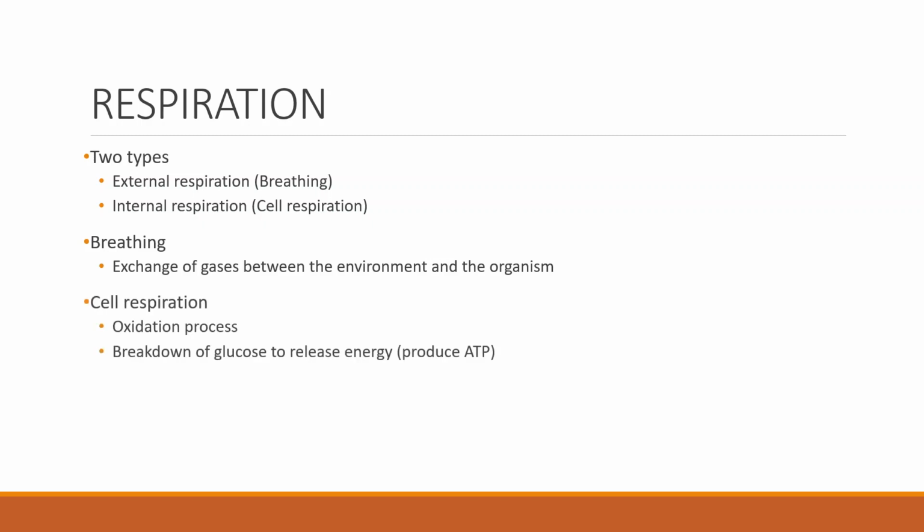In cell respiration, something that you don't see, something very small, it is in a sense an oxidation process to break down glucose and release energy. Or you can say it produces ATP. In general, ATP is broken down to form energy. So for now, you can say it releases energy or produces ATP. ATP, for those who don't know, is adenosine triphosphate.